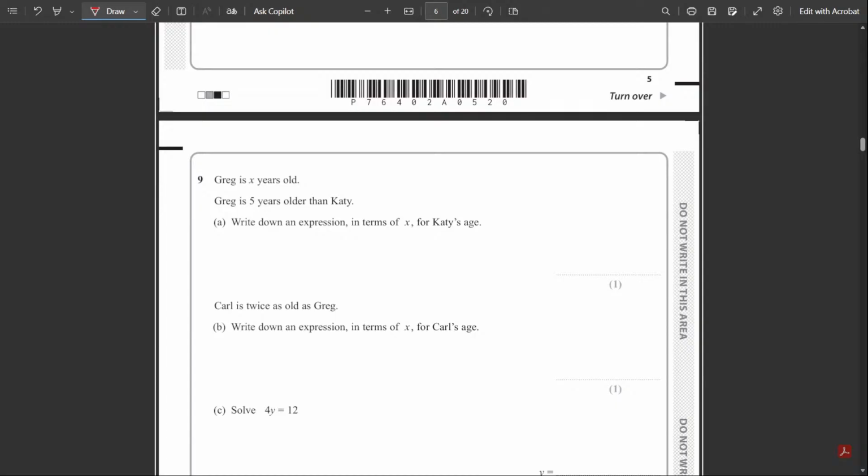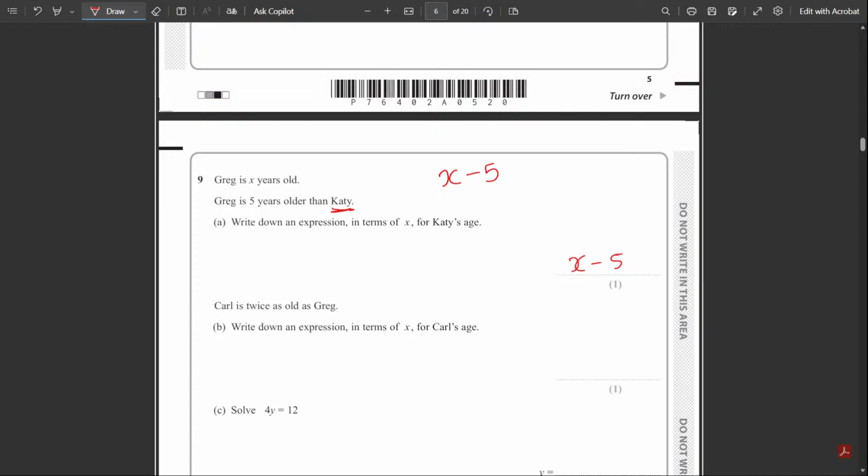Greg is 5 years older than Katie. So Katie must be 5 years younger than Greg. Remember Greg is x. If Katie is 5 years younger, then whatever the x is, let's say x is 10, we're taking the 5 years off that. So we take that 5 away from it, and that's what Katie's age is. x take away 5. So Greg is 5 years older than Katie, and Katie is x take away 5, meaning 5 years younger than Greg.